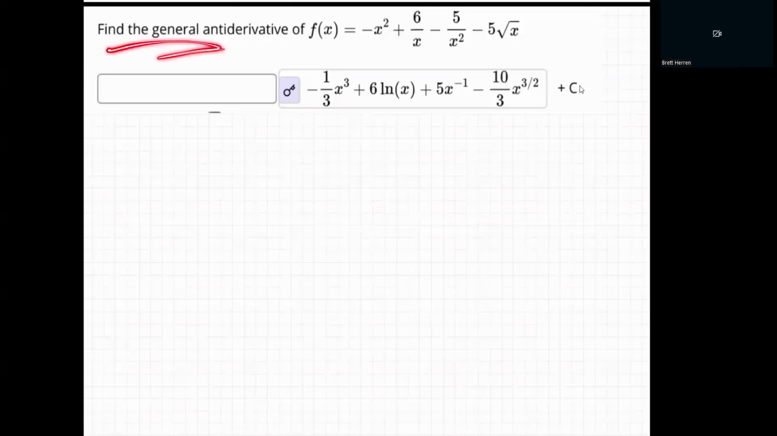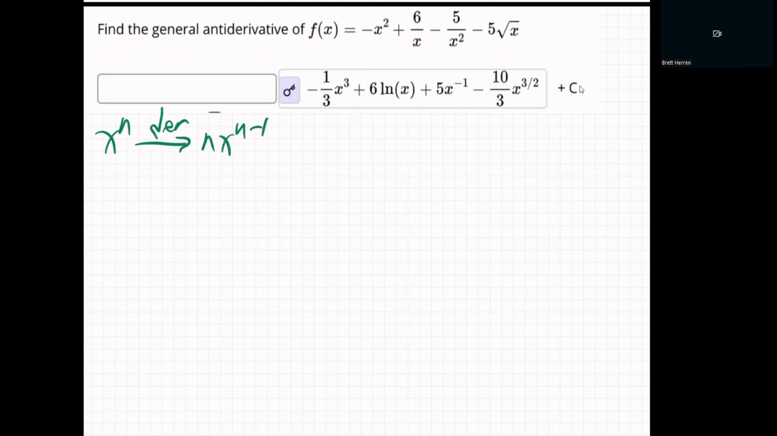So this problem says find the general antiderivative of this function. So how do we do an antiderivative? Well, you remember the derivative rule, right? X to the n, the derivative is nx to the n minus 1. So then the antiderivative does the opposite of that. It's the opposite derivative. Instead of subtracting 1 from the power, it adds 1. Instead of multiplying by that in the front, it multiplies by 1 over that. So there it is. There's the anti-rule.